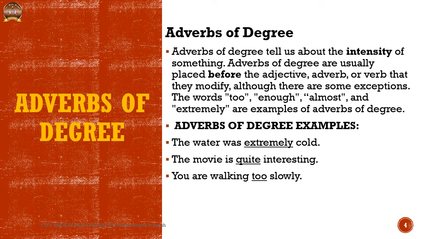And walking too slowly. Now walking is a verb, slowly is an adverb, and too is an adverb to the adverb slowly, showing the degree. How slow? He is running very fast. Running is a verb, fast is the first adverb, and where is the second adverb describing the first adverb, fast? How fast? Very fast.